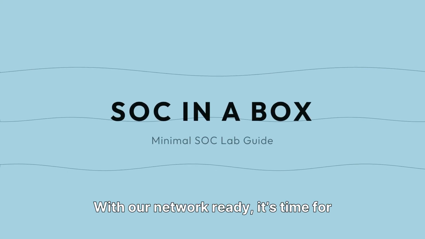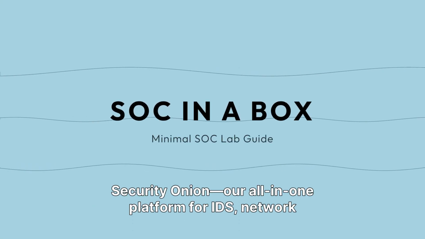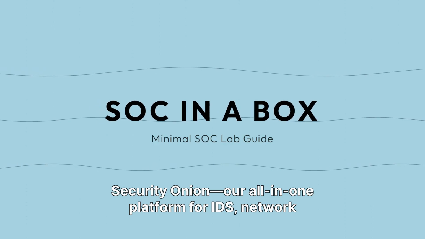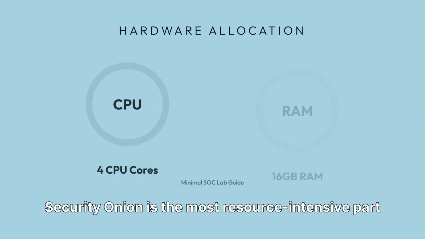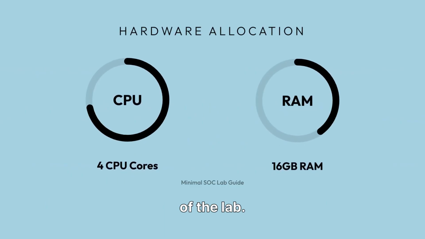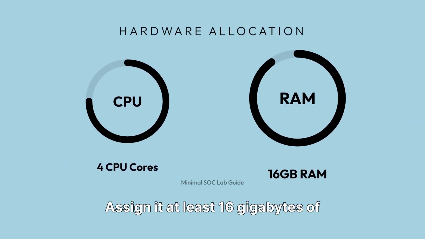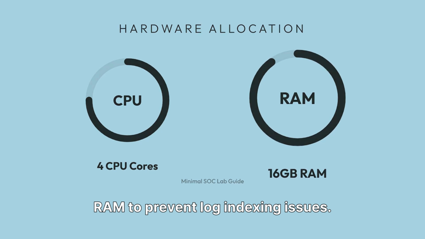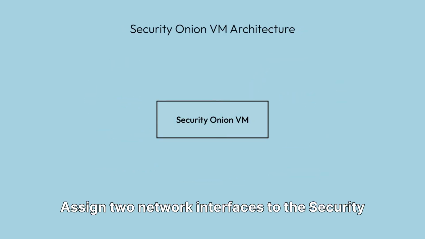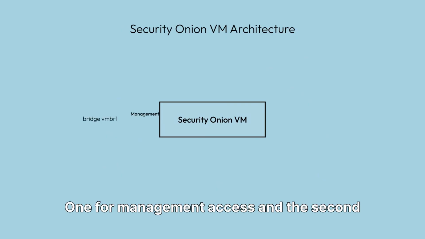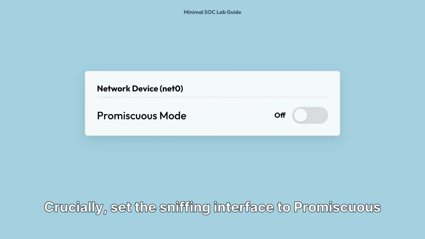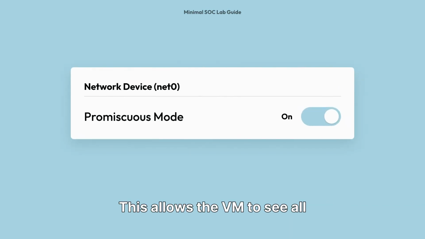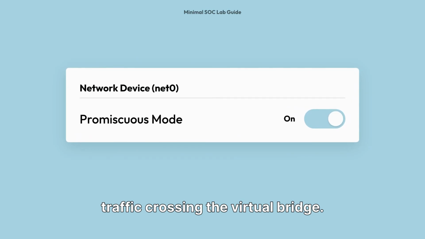With our network ready, it's time for Security Onion, our all-in-one platform for IDS, network security monitoring, and log management. Security Onion is the most resource-intensive part of the lab. Assign it at least 16 gigabytes of RAM to prevent log indexing issues. Assign 2 network interfaces to the Security Onion VM, one for management access and the second for capturing mirror traffic. Crucially, set the sniffing interface to promiscuous mode in Proxmox. This allows the VM to see all traffic crossing the virtual bridge.